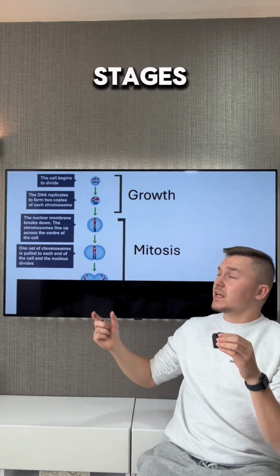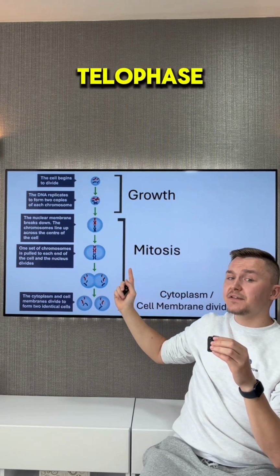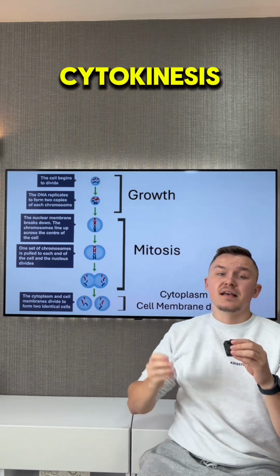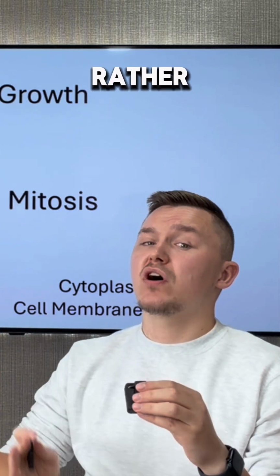For Edexcel, these stages are called interphase, prophase, metaphase, anaphase, telophase, and then cytokinesis. For AQA, you just need to remember what happens within each stage rather than the names.